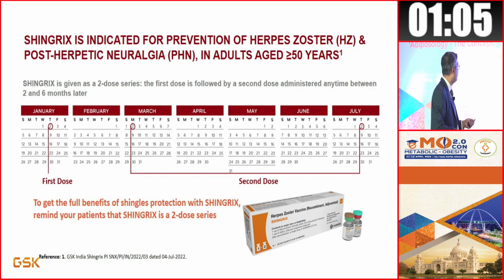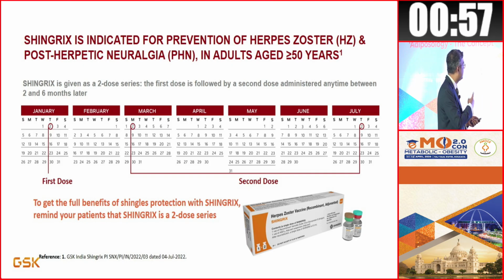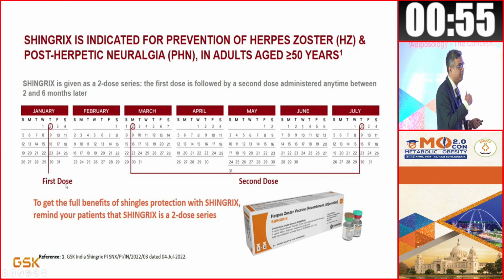Now, you see, once you have given a dose, suppose on 2nd of January, you can repeat it after 2 months, from March 2 up to July 2. So from the start date up to 6 months. Within that time frame, you need to give it. It's a 2-dose regime.